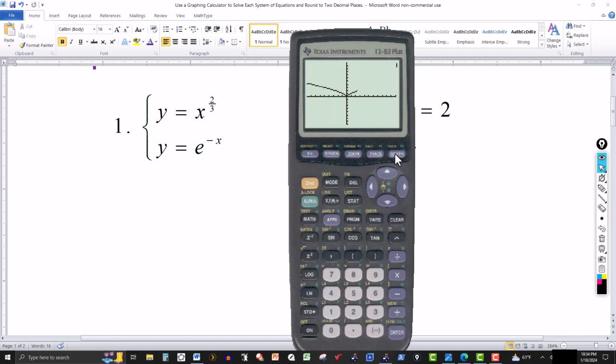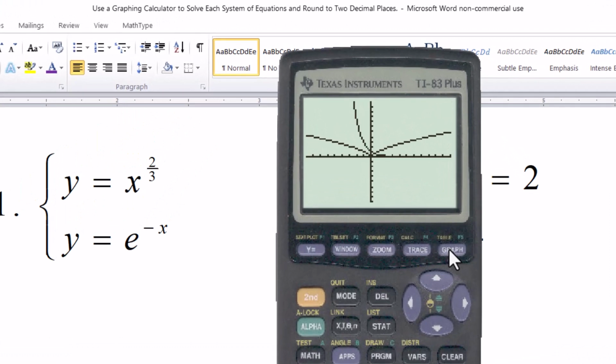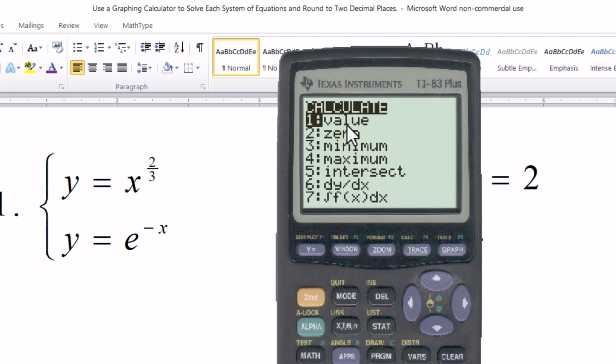So that's the graph of the first one. This is the graph of the second one. You can see it looks like they intersect at one point, so you'll have one solution pair here. Let's go to second, and then trace. We'll go into the calculate menu, and we're going to use number 5, the intersect.